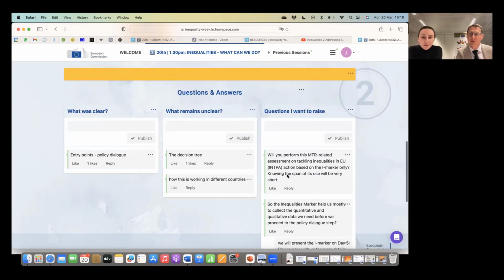To answer a question that was in the platform, I will maybe read it. Will you perform the midterm review relating assessment on tackling inequality in EU INPA action based on the I marker only, knowing the span of its use will be very short? Indeed, it is not the objective to use only the I marker, because it has just recently been endorsed and you are implementing it in addition to the marker on which you are working. It's not possible to base the midterm review only on the I marker. It will not be the objective. The questionnaire and how inequality will be mainstreamed in the midterm review is an ongoing process, but the I marker is only a part of it. Thank you.